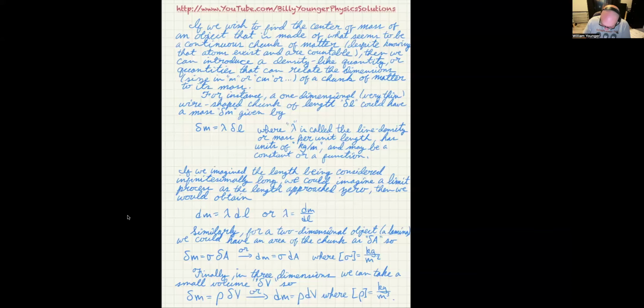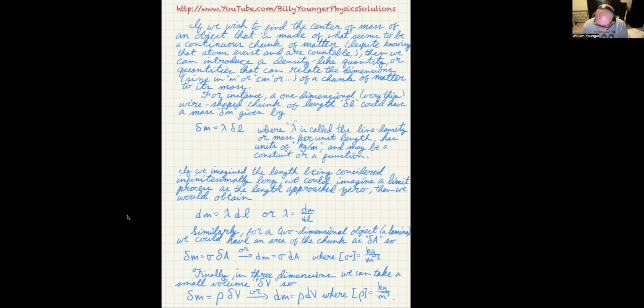Well, in that case, we're going to say that there's a quantity called sigma, which is the area density. If we call the area delta A, that could be length times width, for instance. If we multiply that by sigma, then we'd actually get the mass. So delta M, the mass of the rectangle, would be sigma times delta A.